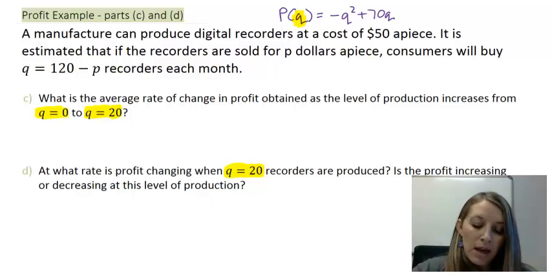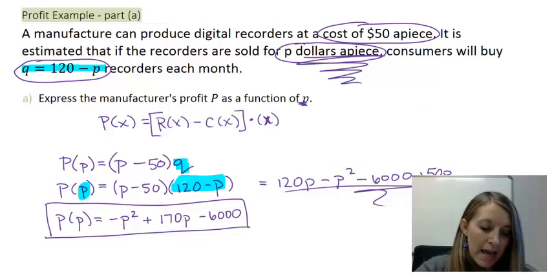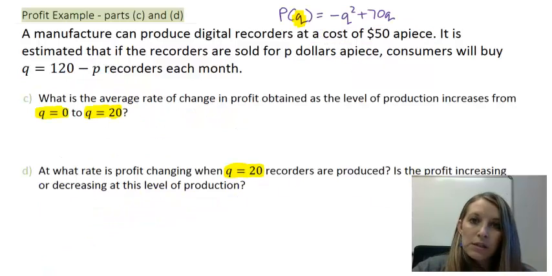So even though it might have been easier in part A to figure out my profit function as a function of P, meaning the amount that we sold them for, it actually makes more sense to utilize it as a function of Q. How many products are we actually selling at this point?